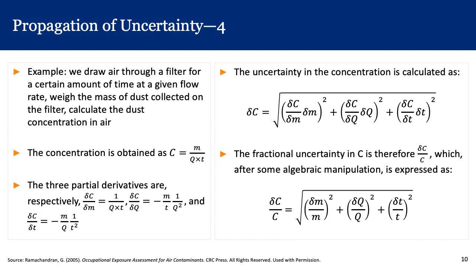And after some manipulation, which I'm not going to derive in detail, we arrive at this equation at the bottom of this page, which is delta C over C is the square root of (delta M over M) squared plus (delta Q over Q) squared plus (delta T over T) squared. In other words, what is on the right-hand side under the square root sign is the sum of the squares of the fractional uncertainties in mass, flow rate, and time.